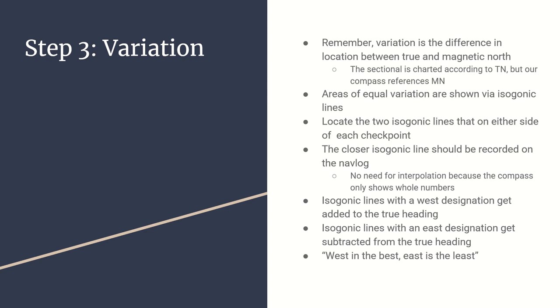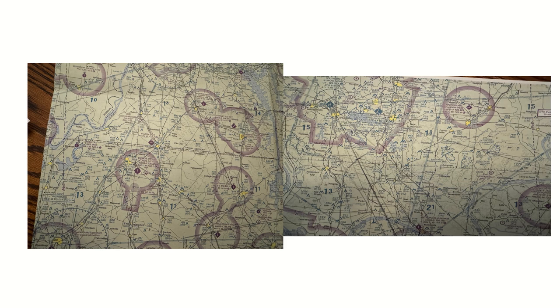So if I see an isogonic line that says 5 west and my true course, as it is in this case, is 154, then I would add that 5 to the 154 to give me 159 for my magnetic course. If I saw an isogonic line close to my checkpoint that said 1 degree east, then I would subtract 1 from my 154, giving me a magnetic course of 153. We'll talk about the difference between course and heading in just a second, but I want to show you what that looks like.